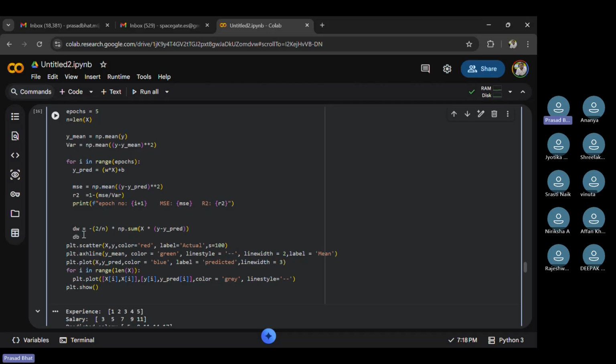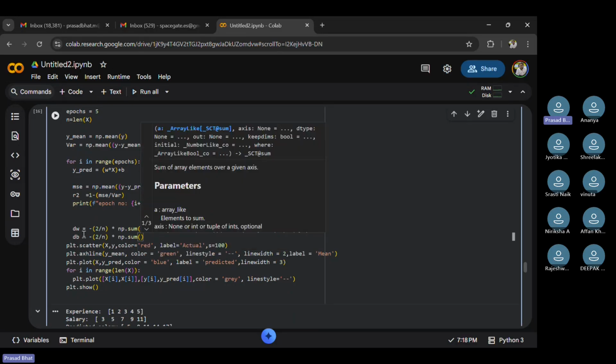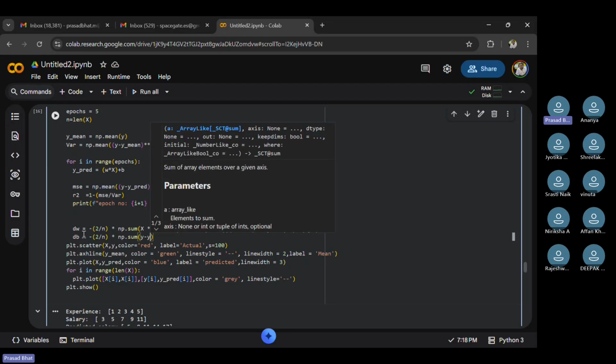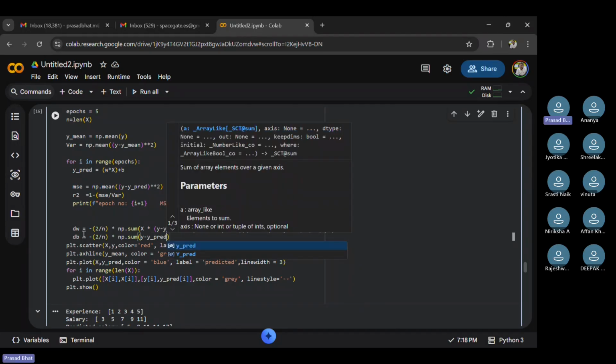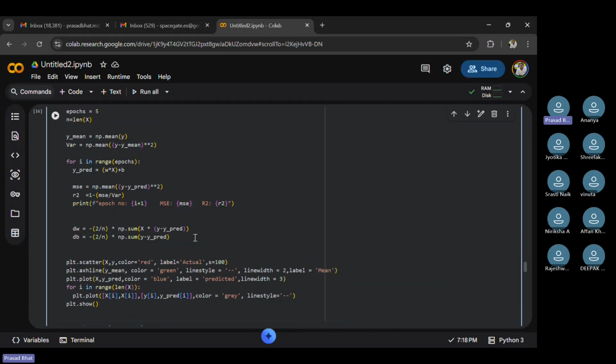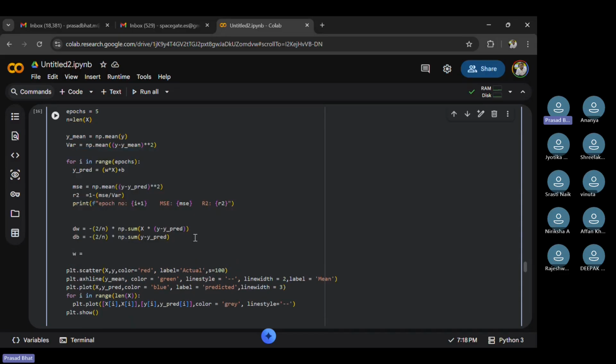In the same way, if I write for db, it is going to be what? Minus 2 divided by n, right? Then multiplied with what? np.sum. Here, if you remember, we did not have x. It was simply error. What is error? Y minus y underscore predicted, right? This is db.